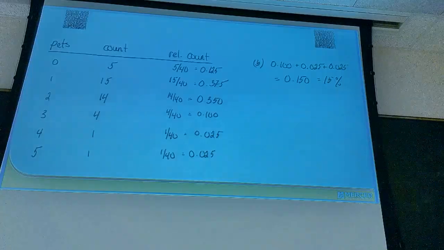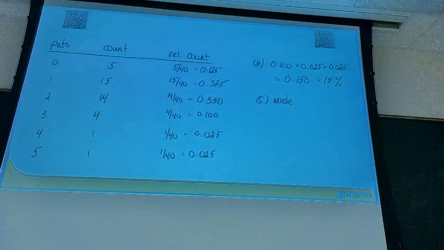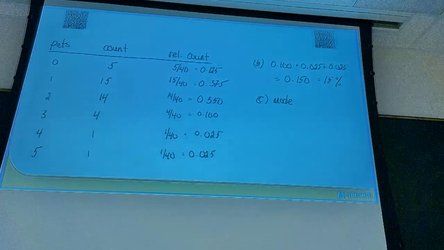List modes. Again, this one should be easy. First, how many modes are there? One. What is it? 1. Mode is 1 pet.